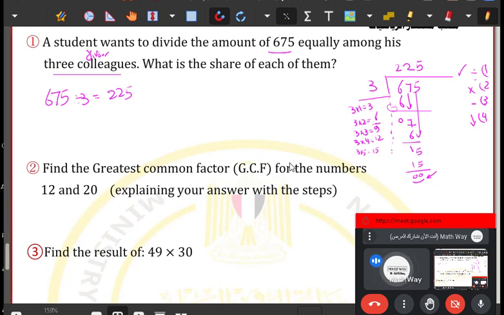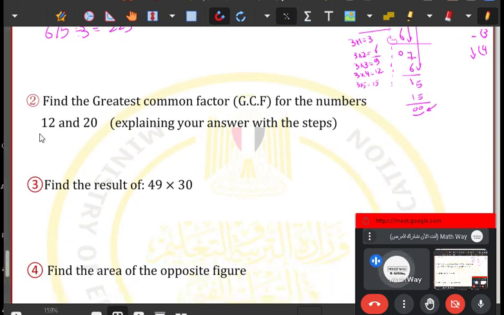The student divides the amount, and the share of each of them is 225. Enough. Okay. Number 2, find the greatest common factor, GCF, between 12 and 20.